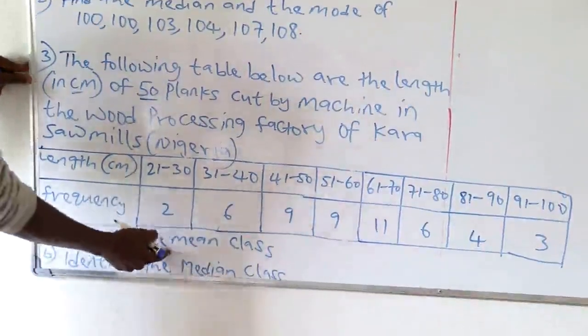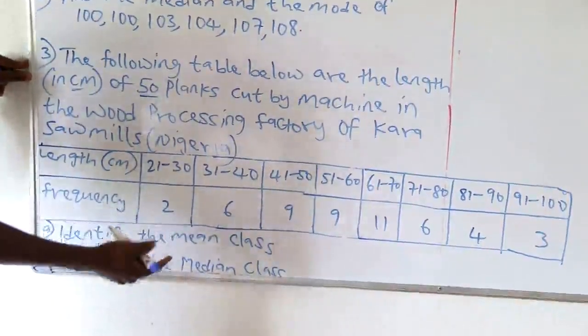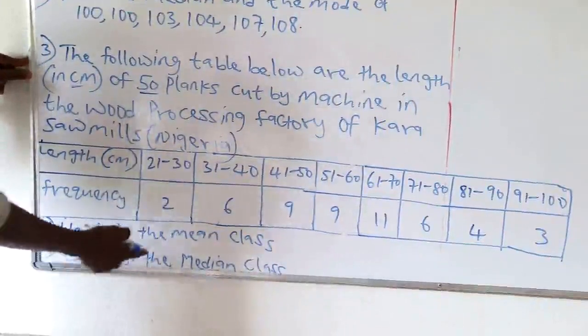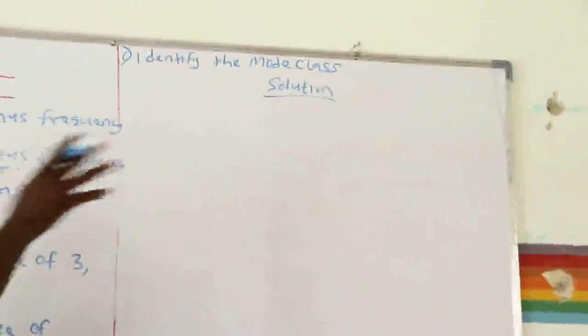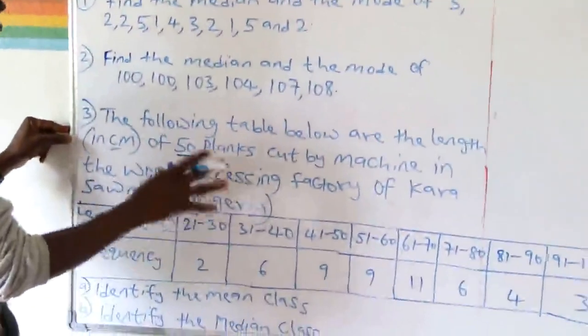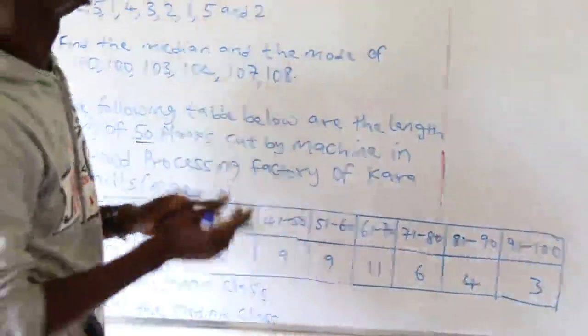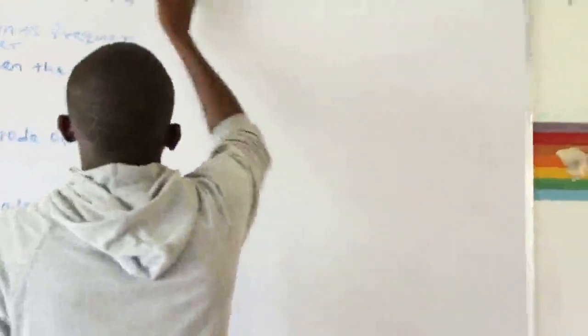Don't forget, we have done this mean in our previous lesson. B, identify the median class. Then the last one is identify the mode class. So this question 3 is interpolation of median and mode. Now, solution. We are looking at number 1.